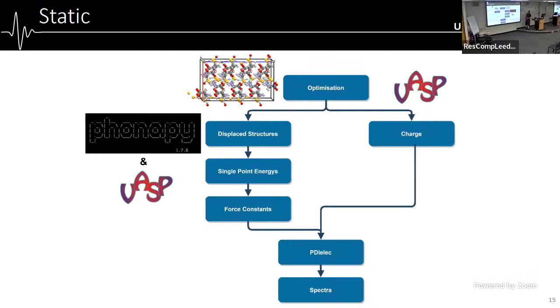The only thing we have to do with VASP is to take the static structure and calculate the charge. And that can still take on a single node 48 hours. But we can run through those as well, and then we can plug them back. That gives us a structure that's not moving, but we get the spectra out of it.